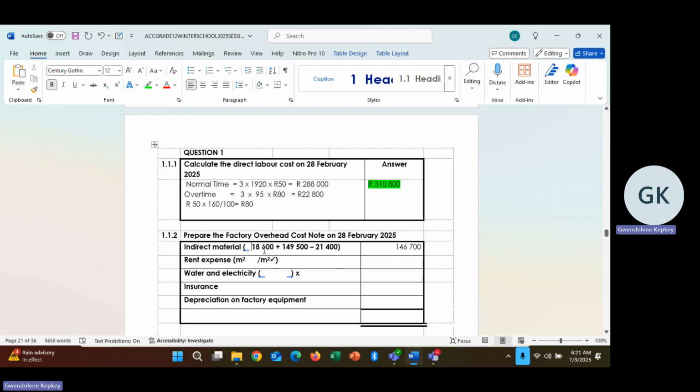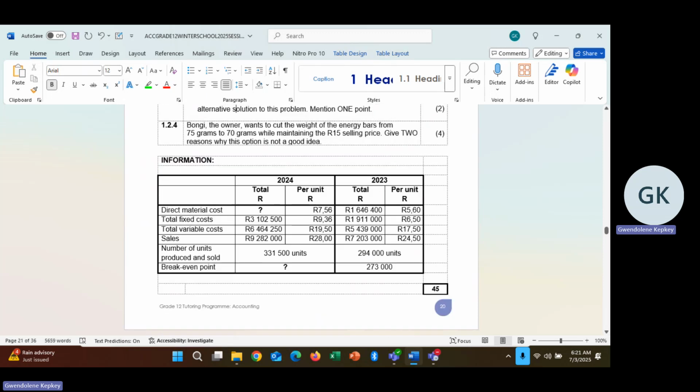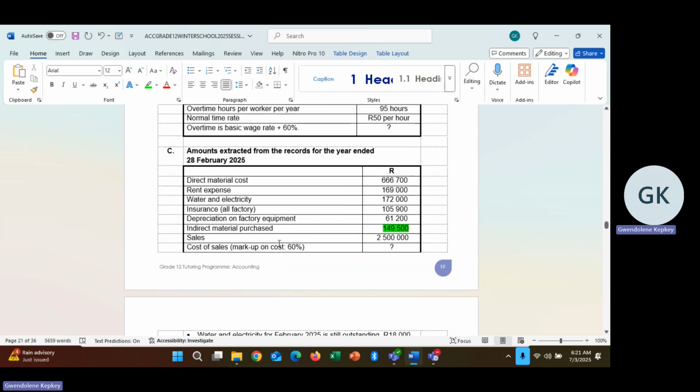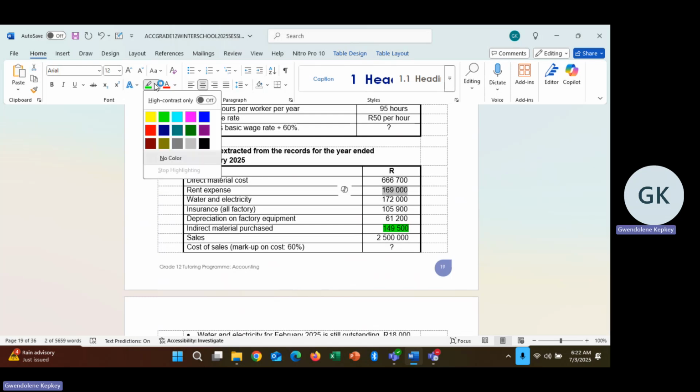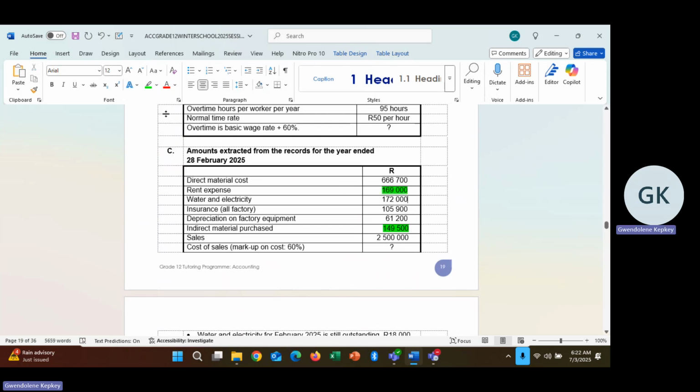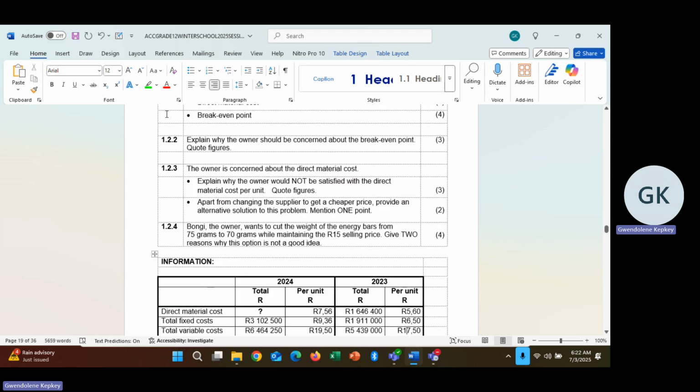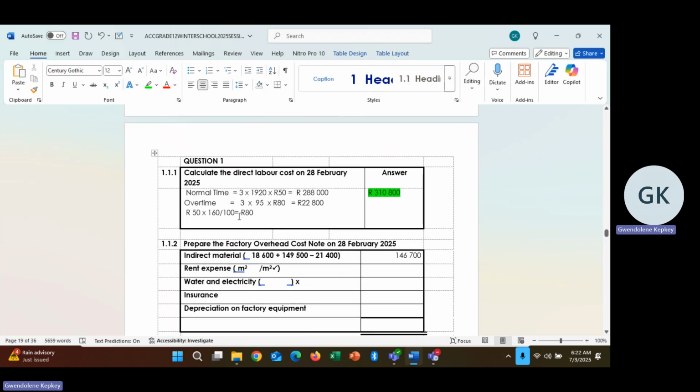Let's recap my beginning, plus what I've purchased, minus what I have left in the form of indirect material, and that's the value that it now adds up to. Then my rent expense. They're telling me clearly that my rent is an amount of 169,000. So that rent of 169,000 I now take, and they're also telling me it's according to my floor space.